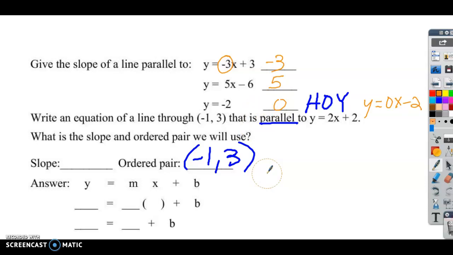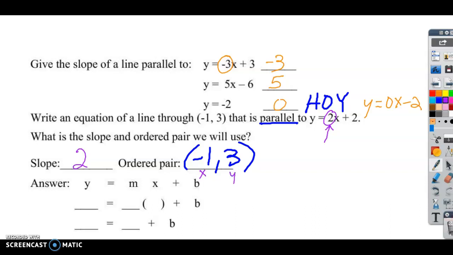Okay, in a parallel line, we just learned parallel lines have the same slope. So for this example here, they're asking to write an equation of a line through the point -1, 3, that is parallel to this line here. Well, if it's parallel, it should have the same slope. So the slope we're going to use is 2. And the ordered pair I just rewrote as -1, 3. So this is your x that you're going to plug in, and this is your y.